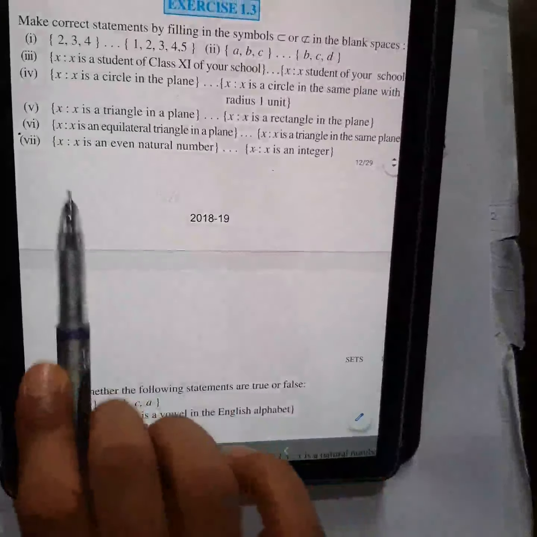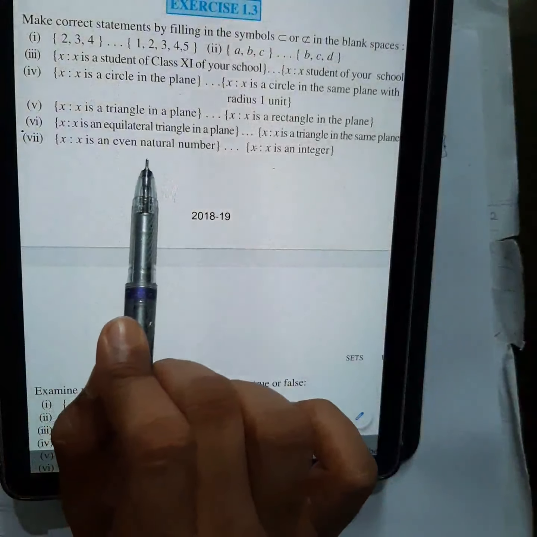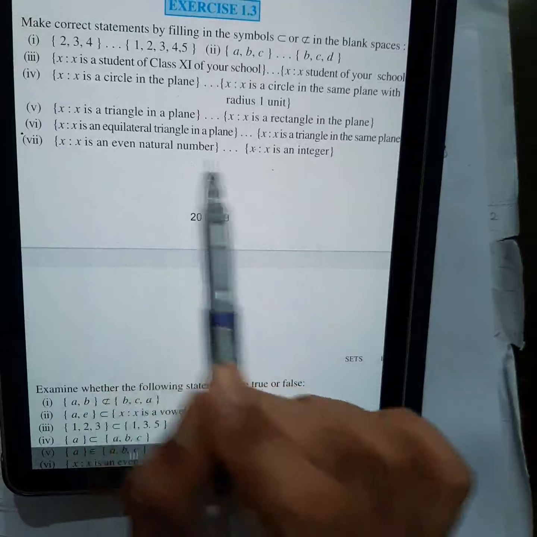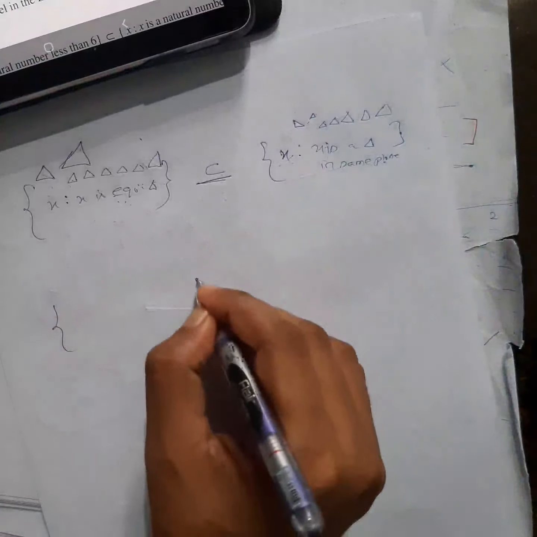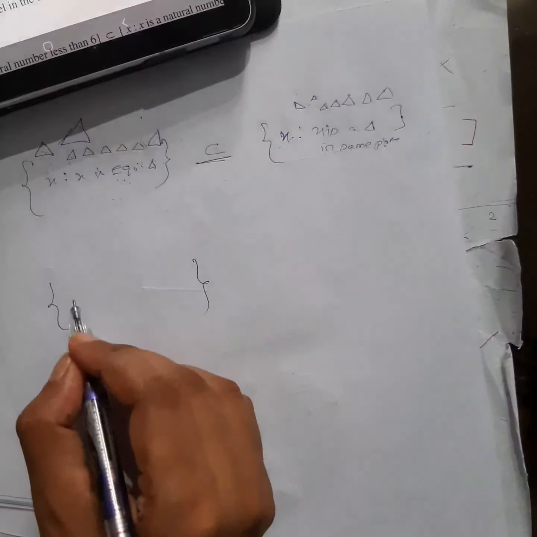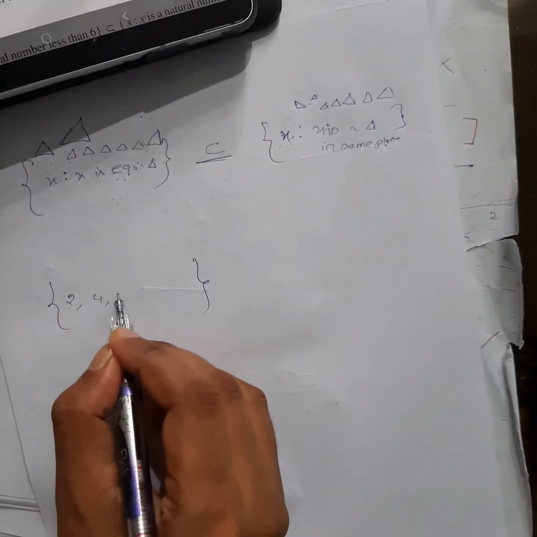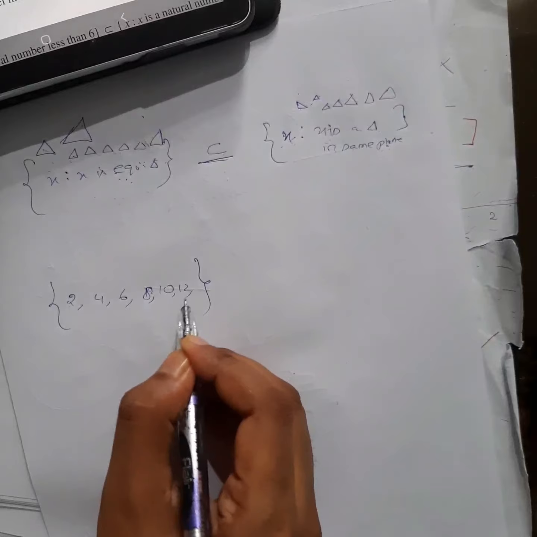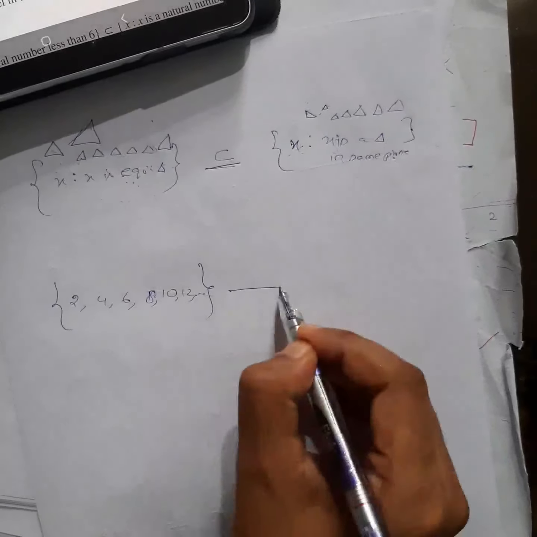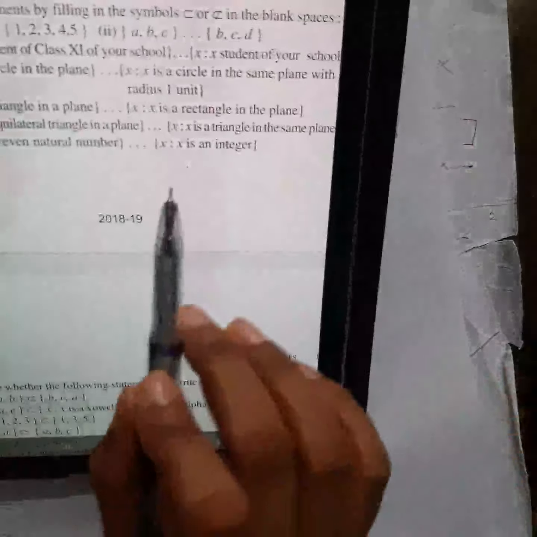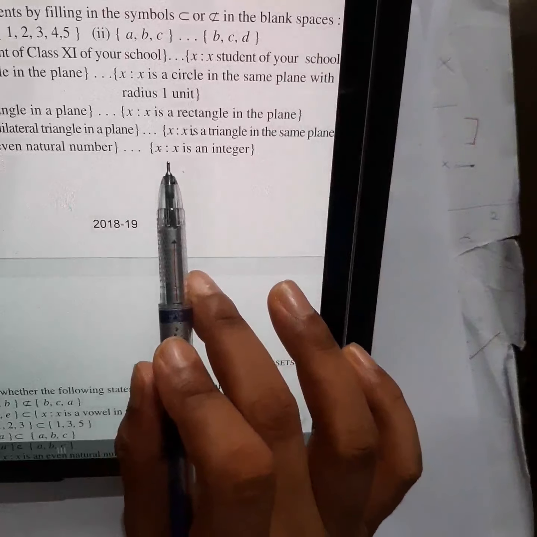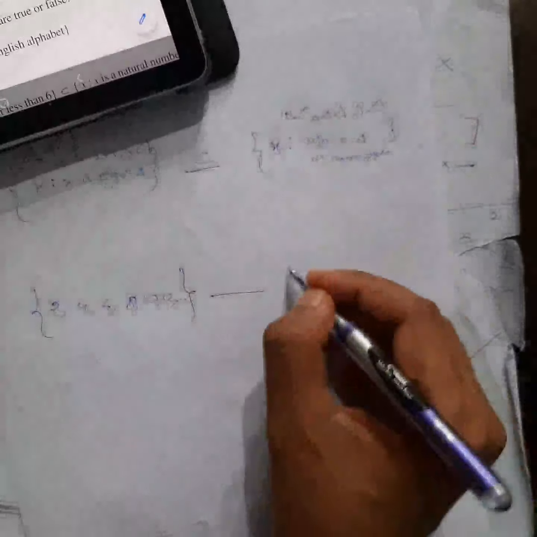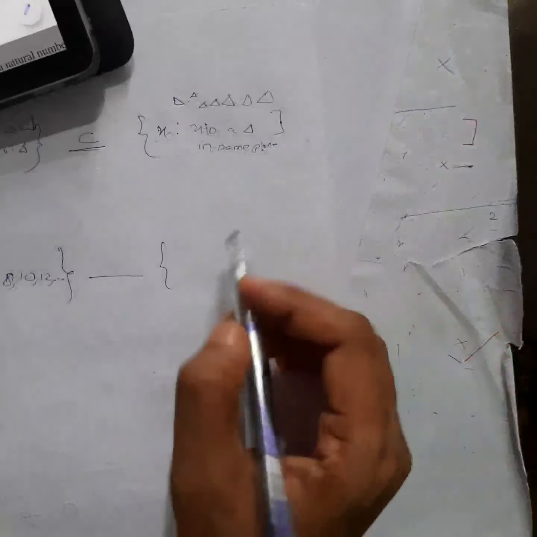Yes, 7. The first set is X is an even natural number. Okay. X is an even natural number, so what will be the elements here? 2, 4, 6, 8, 10, 12, all even numbers. Dash, then what is your next set? X is the element. X is what? X is an integer.